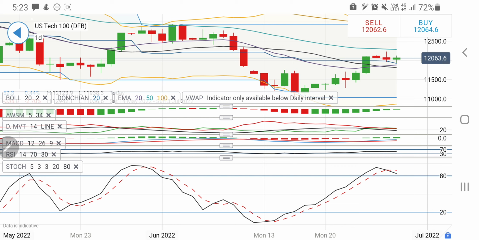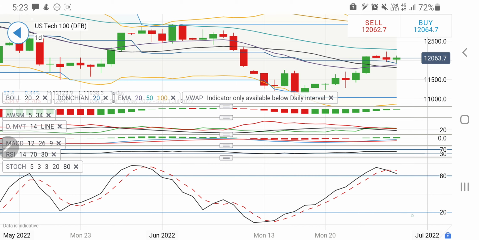On the downside, if it breaks below 12,030, I'll expect 12,000, 11,970, 11,950, and then 11,900, 11,840, 11,800 levels. They are very good support for US 100 for this week. So take your positions accordingly.